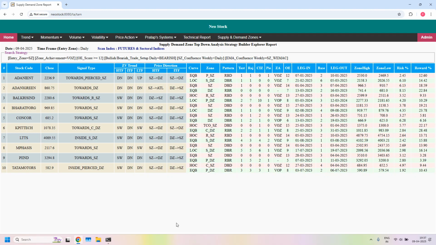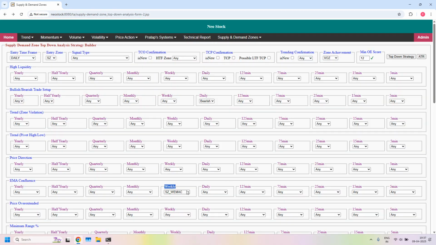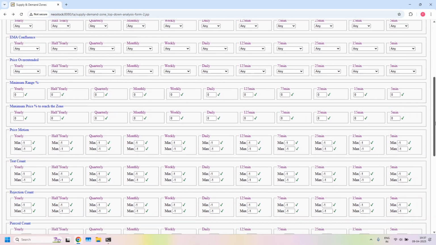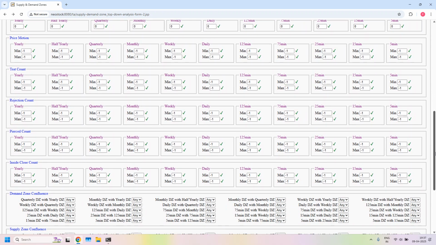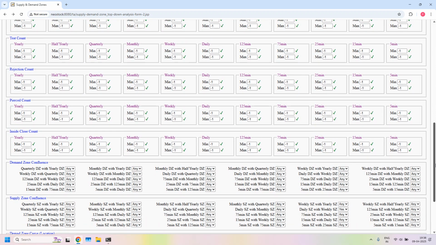Next, we have to look into LTF, ITF and even HTF supply zone confluence supported stocks. So I am removing this EMA filter. In the supply zone confluence, we have to set 3 filters. The first filter is already enabled.